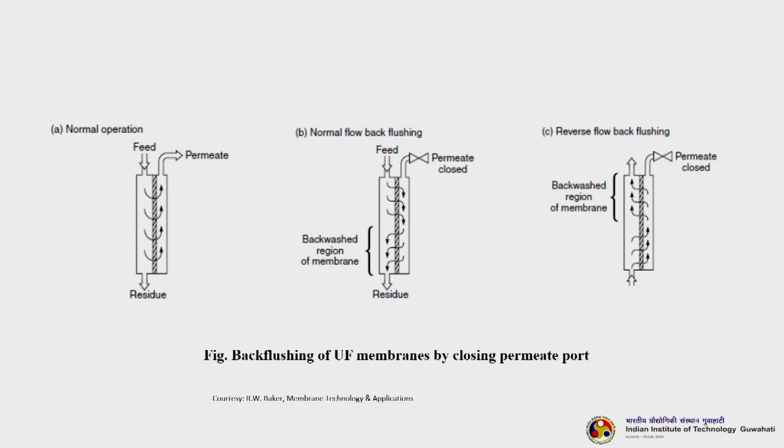Now, let us understand the figure A, which is the normal operation basically. Okay. So, feed is coming here. This is the membrane, and you are getting your permeate here and the residue retained here. Now, how do I do backflushing? So, what I am doing is, this is a capillary tube, this capillary system.